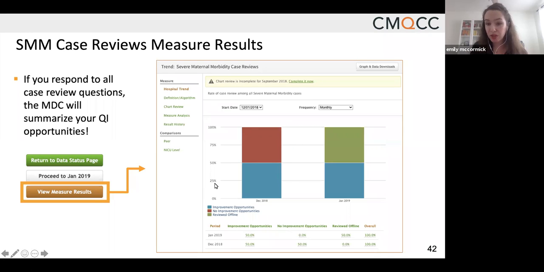So this way you can start seeing this trend over time of your improvement opportunities. So this stacked bar chart will show you the percentage of cases of SMM that had improvement opportunities, those that didn't have improvement opportunities, and then we'll denote if you had specific cases that you didn't review in the maternal data center. It will say reviewed offline. Again, like with all of our stacked bar charts, you could always click these off and then just see the trend of improvement opportunities over time.